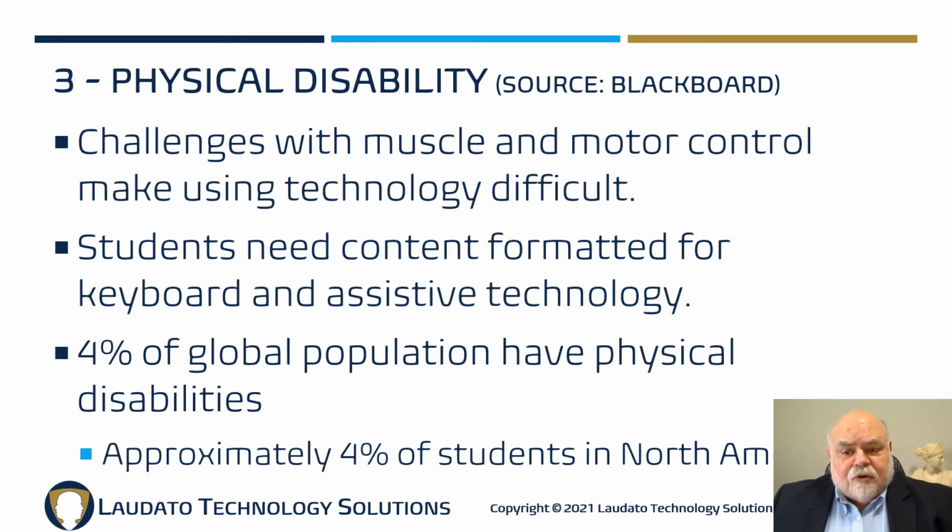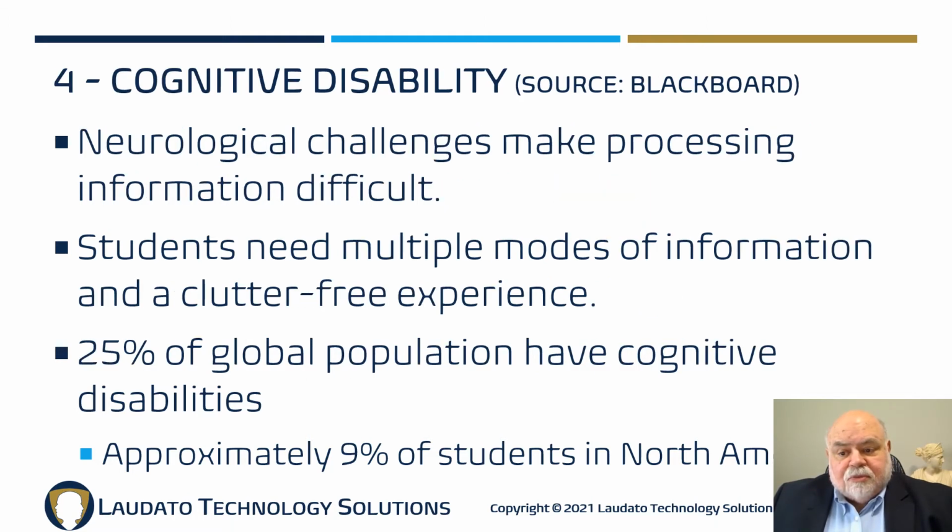There are physical difficulties and disabilities. These are motor and muscular control issues that make it very difficult to use technology. Some people, for instance, cannot use a mouse, and a mouse has become the primary means of interacting with computers. So you need to develop systems that can respond to assistive technology, that can be navigated by the keyboard only. 4% of the global population have those kind of disabilities.